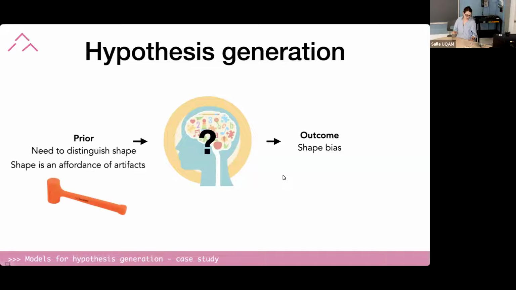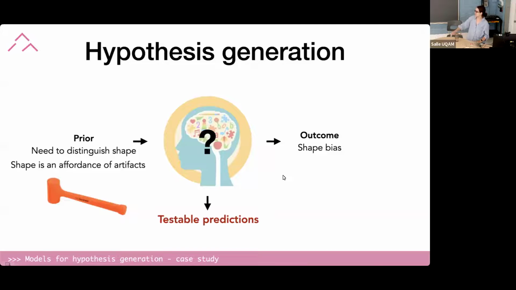So I think shape is an affordance of artifacts, meaning that shape tells you something about the function of objects that are man-made, right? So I show you this hammer. You all know it's a hammer, not because of its color, not because of its texture, but really because of its shape, right? The shape tells you what it's used for, and the rest doesn't matter so much. And this is true for many man-made objects. And since we talk a lot about these types of objects and talk a lot about function, there may generally be a need to make these distinctions, at least with artifacts.